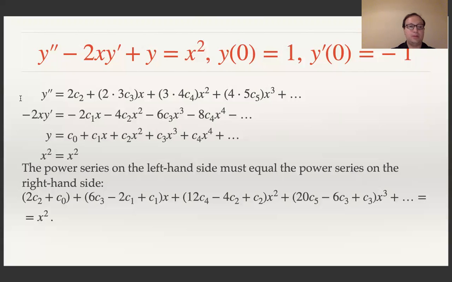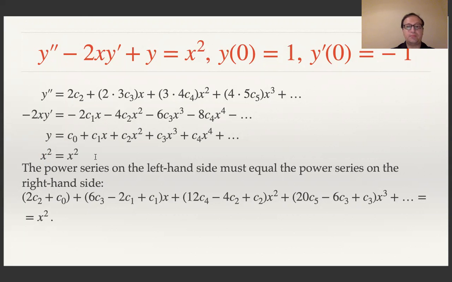So on this page I have written them again. The power series of y double prime, minus 2xy prime, y, and x squared. Now the left-hand side is the sum of the first three terms, namely y double prime, minus 2xy prime, and y. And the right-hand side is just x squared.